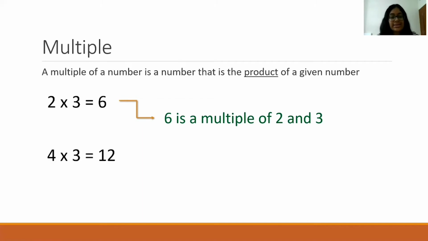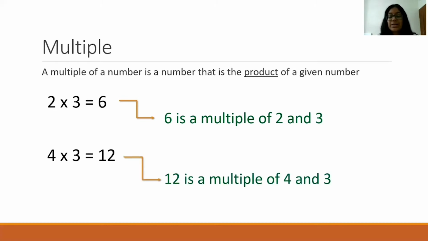Now let's take another example. 4 multiplied by 3 is 12. So 12 is the product of 4 and 3. So that means that 12 is a multiple of 4 and 3.